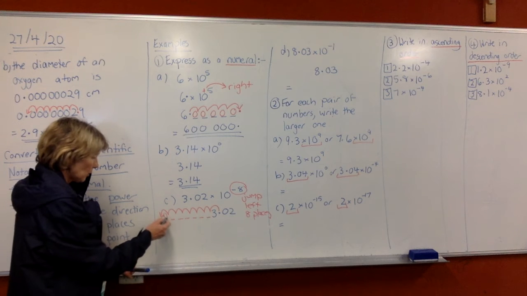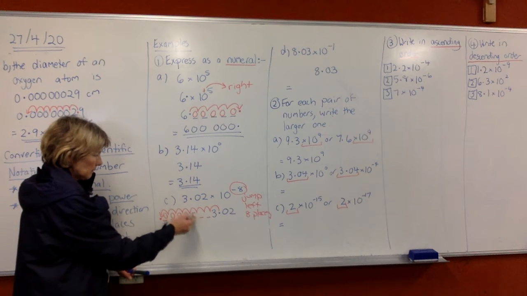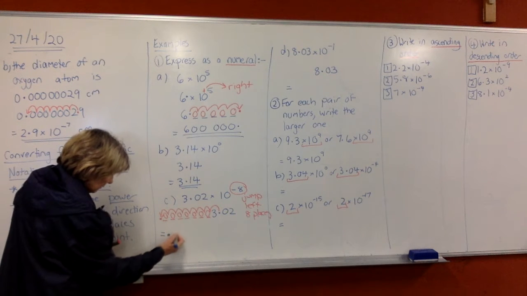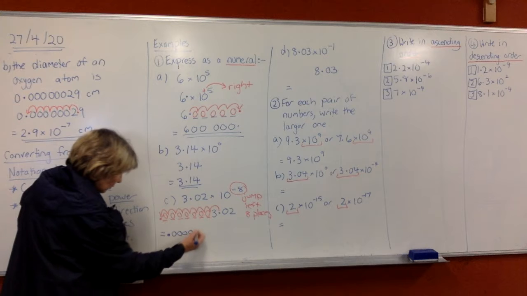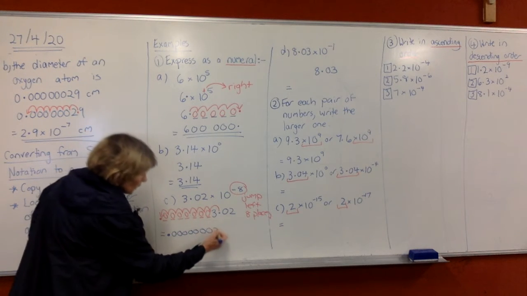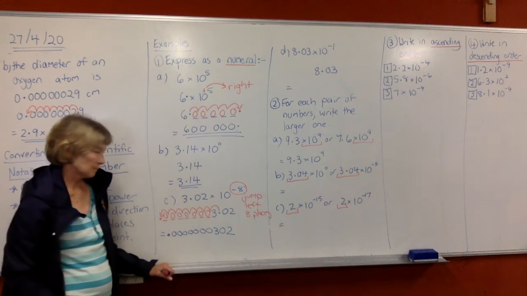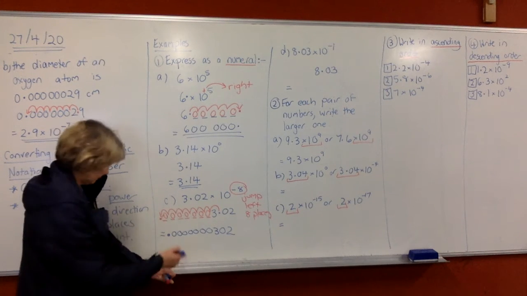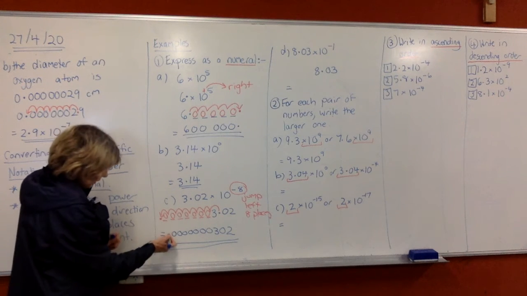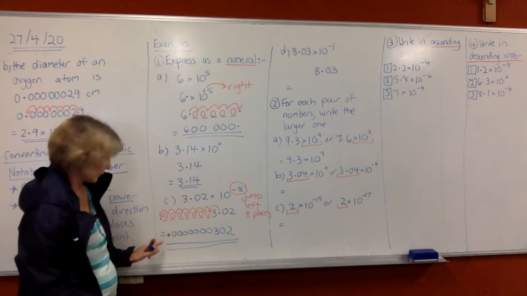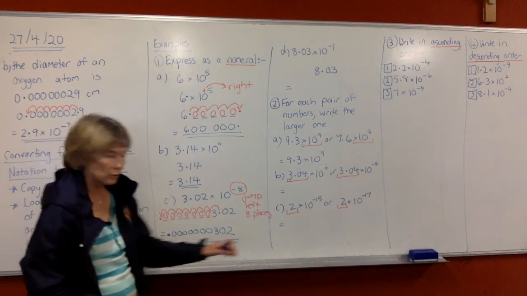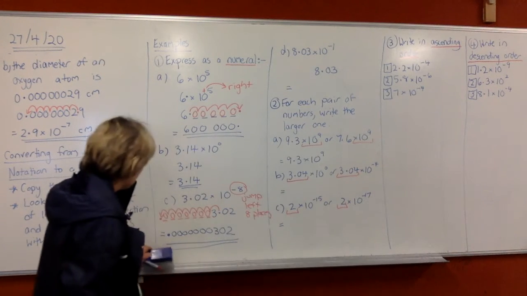Remember I said to fill in all these blanks with zeros? So now our answer is 0.0000000302, because that decimal point moved over here. That's our answer. If you want to put another 0 in front of that point, you can. I don't bother, as long as you've got that decimal point really obvious. Don't just make it like a dot on the page. Make sure it's obvious. Okay.